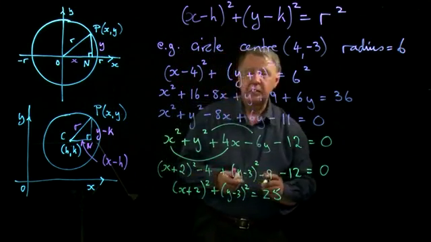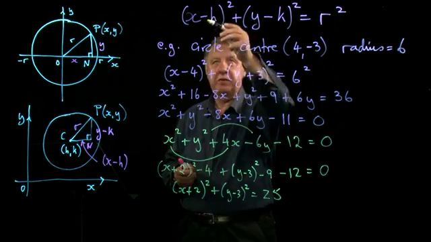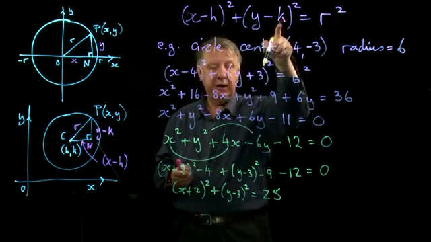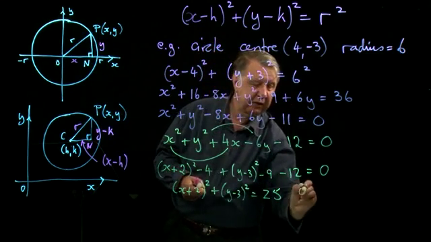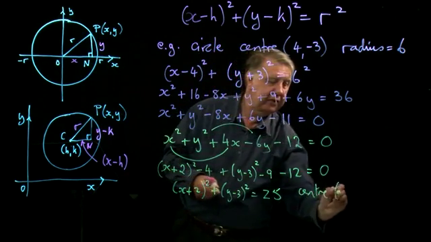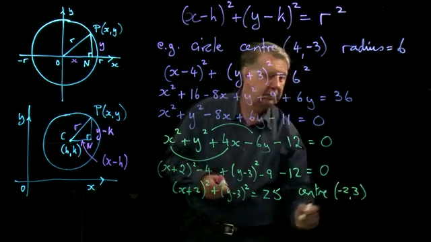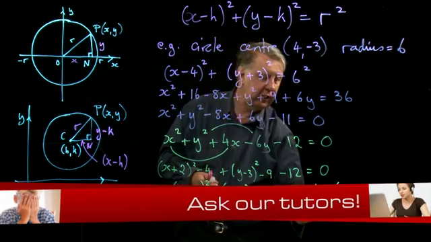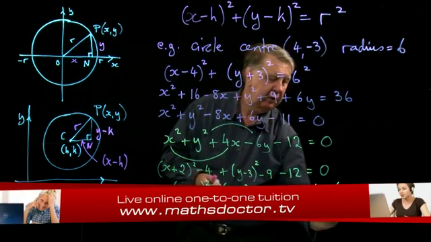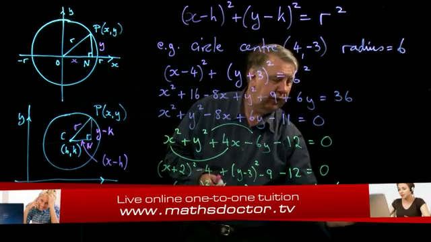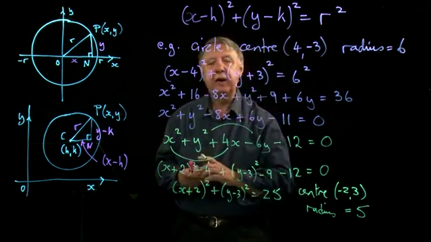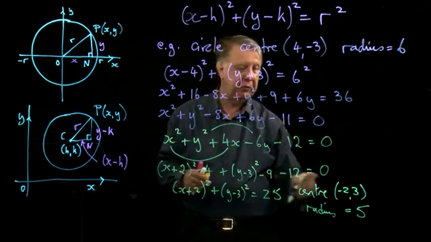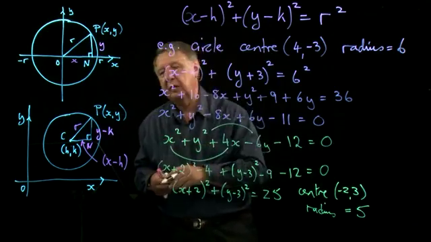And that's it, that's good, isn't it? Because looking up, compare the two then, h is -2, k is 3. So the centre is -2, 3, and 25, the radius squared, so the radius is 5. So there, from this version, we've done the reverse process and we've got the centre and the radius. Not too difficult, is it?